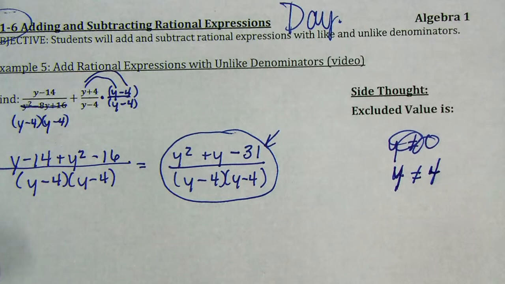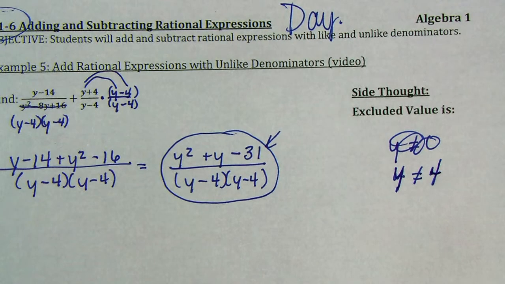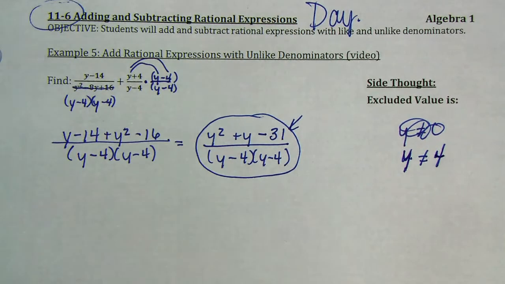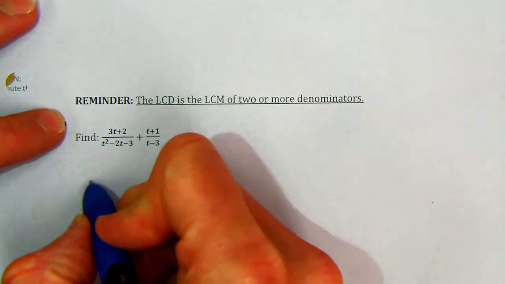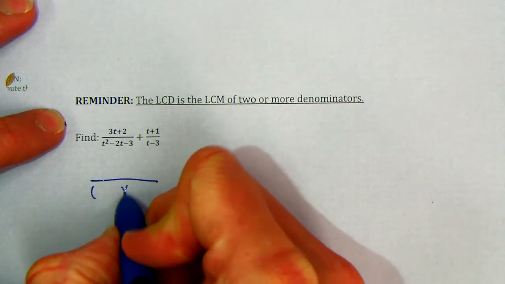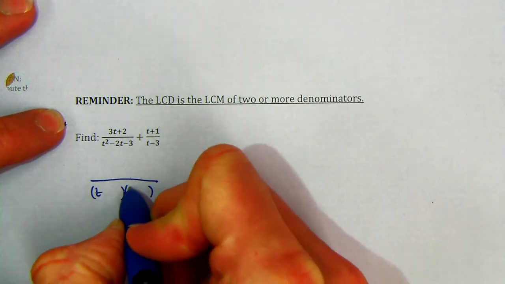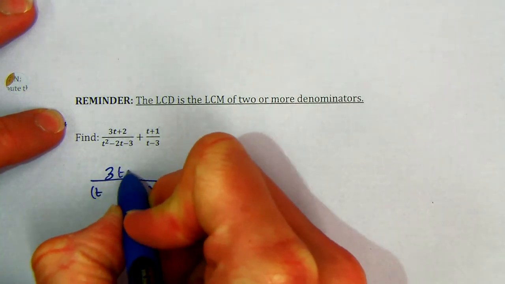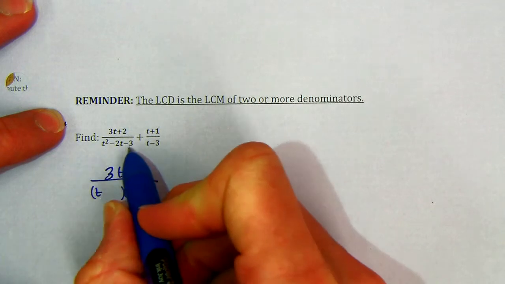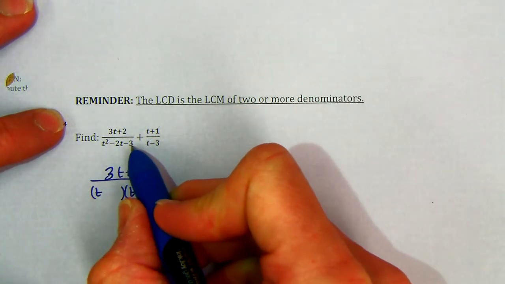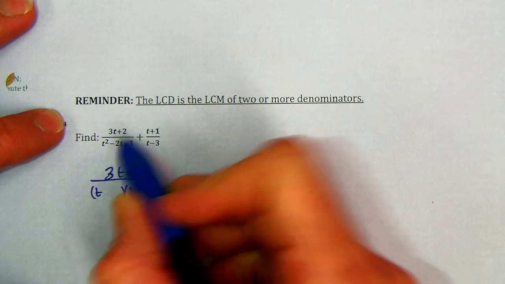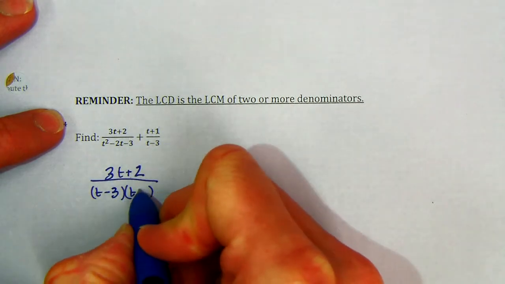All right, let's take a look at the second example. And remember, the first thing we're going to do is factor them. I'm going to rewrite it here. So I'm going to factor this first one. So I've got 3t plus 2 on the top, and then t squared minus 2t minus 3 on the bottom. 3 is prime, so it's a 3 and a 1. And since it's a negative 2, it's going to be negative 3 and positive 1. Plus t plus 1 over t minus 3.